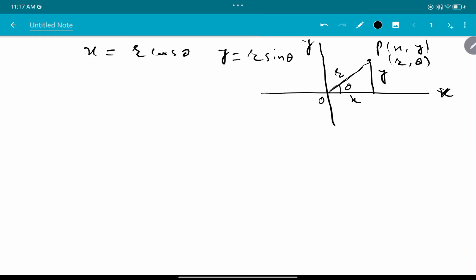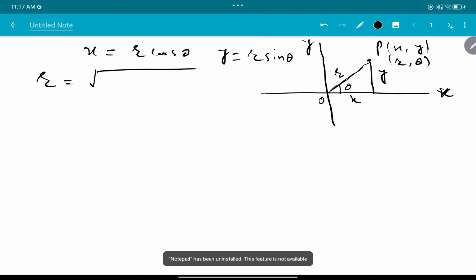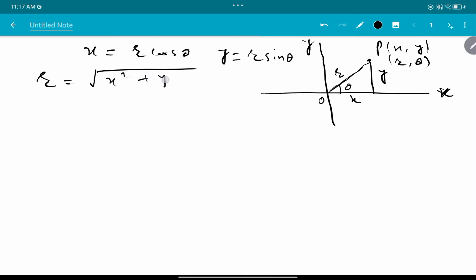Now next we can go for the inverse transformation. In inverse transformation, we express r and theta in terms of x and y. r can be expressed easily. You can see it from this triangle, by Pythagoras theorem, r is equal to simply square root of x square plus y square. And then similarly, tan theta is equal to y by x, that is theta is equal to tan inverse y by x. These are the relations between them.